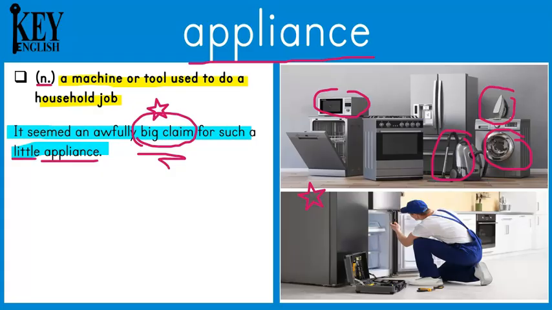Now remember, an appliance is supposed to help you do a job around the house, so something like a television is not an appliance. It's not helping you get any job or chore done.